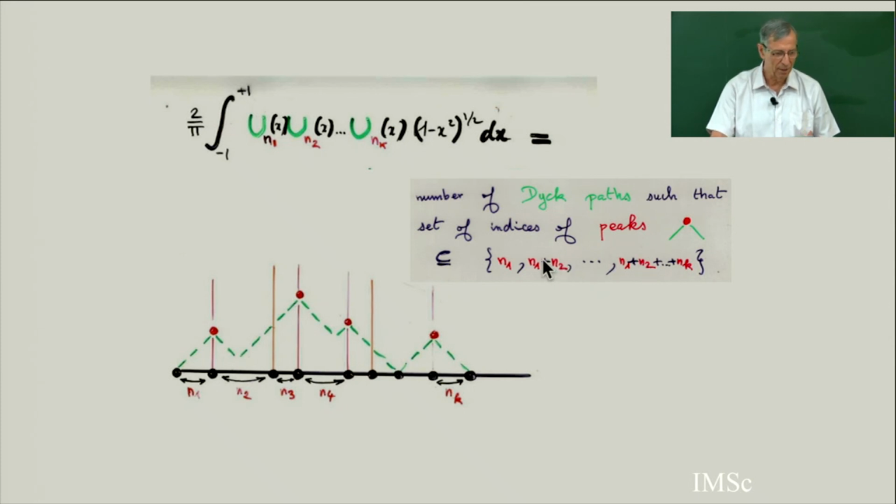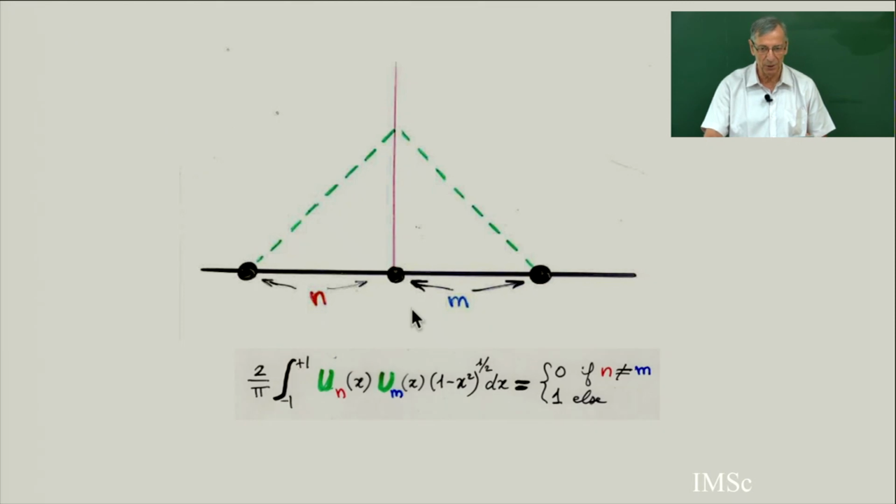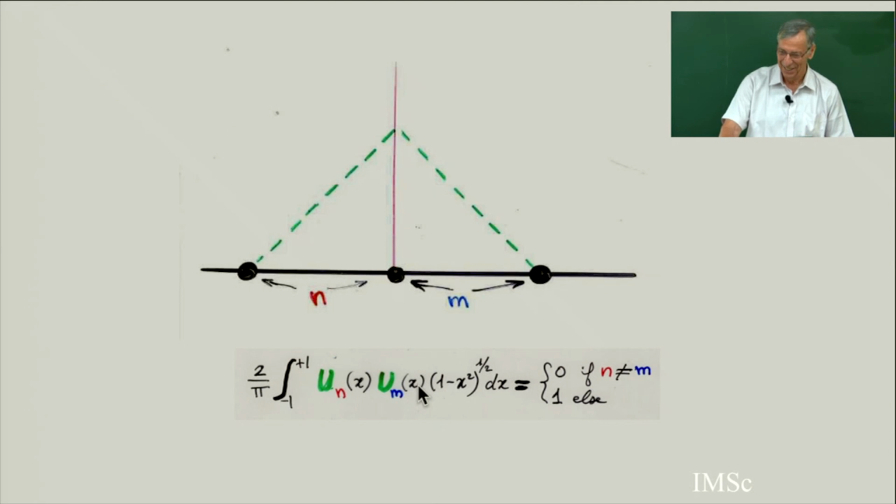So I claim this integral. Next year I will prove it. There is a pure combinatorial proof of this. But just to give you an idea of what is the combinatorics behind orthogonal polynomial. In the case n equal m, with only two polynomials, the only case is this path. There is only one peak. The peak must be located on this vertical line, so there is a unique Dyck path, and that gives you the proof as a consequence of the orthogonality.